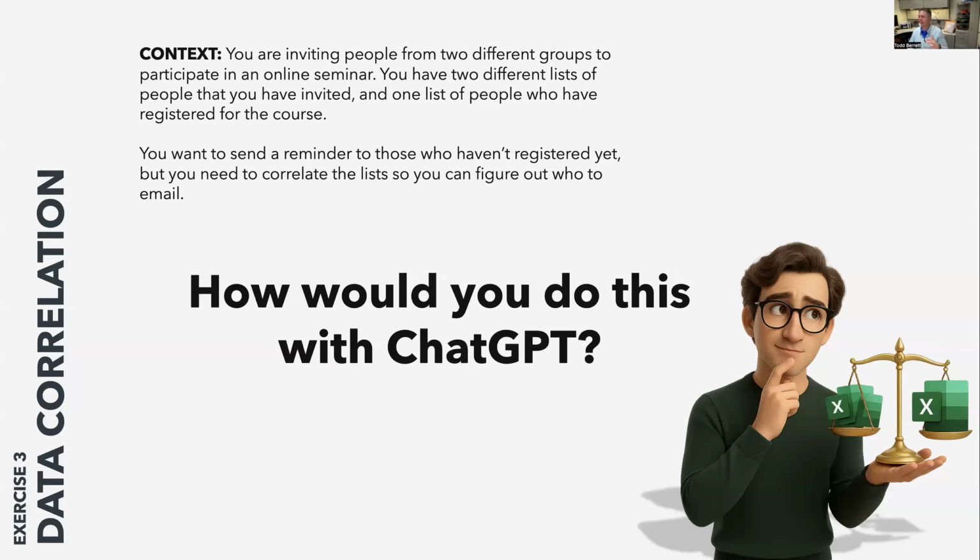And then it compared them against the registration database. And it came back and said, here's a list of people that didn't register yet. And by the way, here's some people that registered but weren't invited. And here are people who registered with a different email address than they invited. So I hadn't asked for all that, but it came back with that.